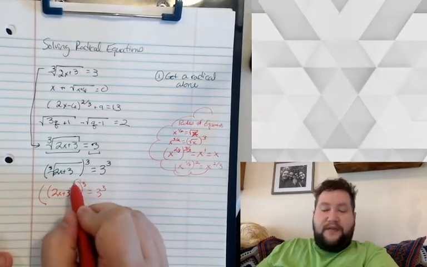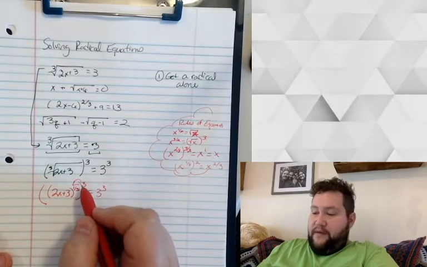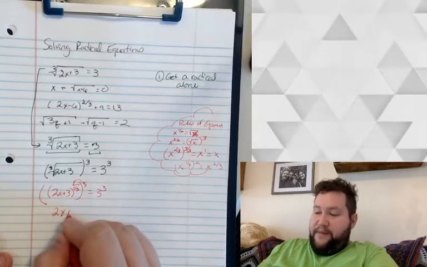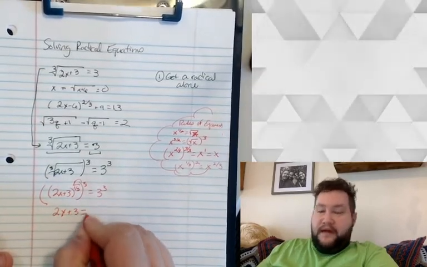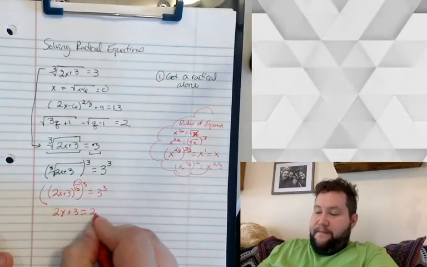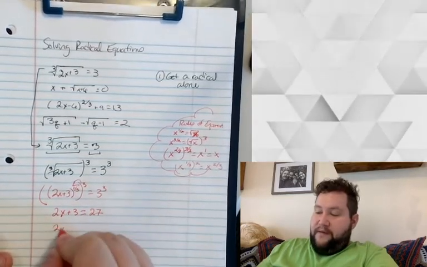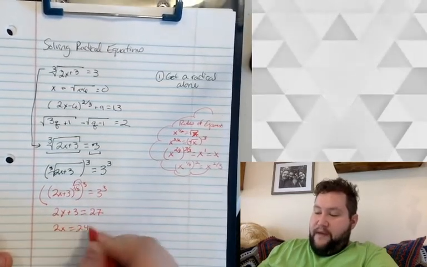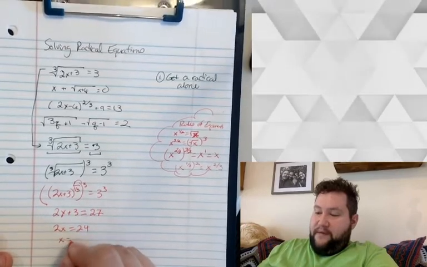And 3 times a third is just 1. So we get 2x plus 3 equals 3 times 3 is 9, times 3 is 27. 2x equals 24. x equals 12.